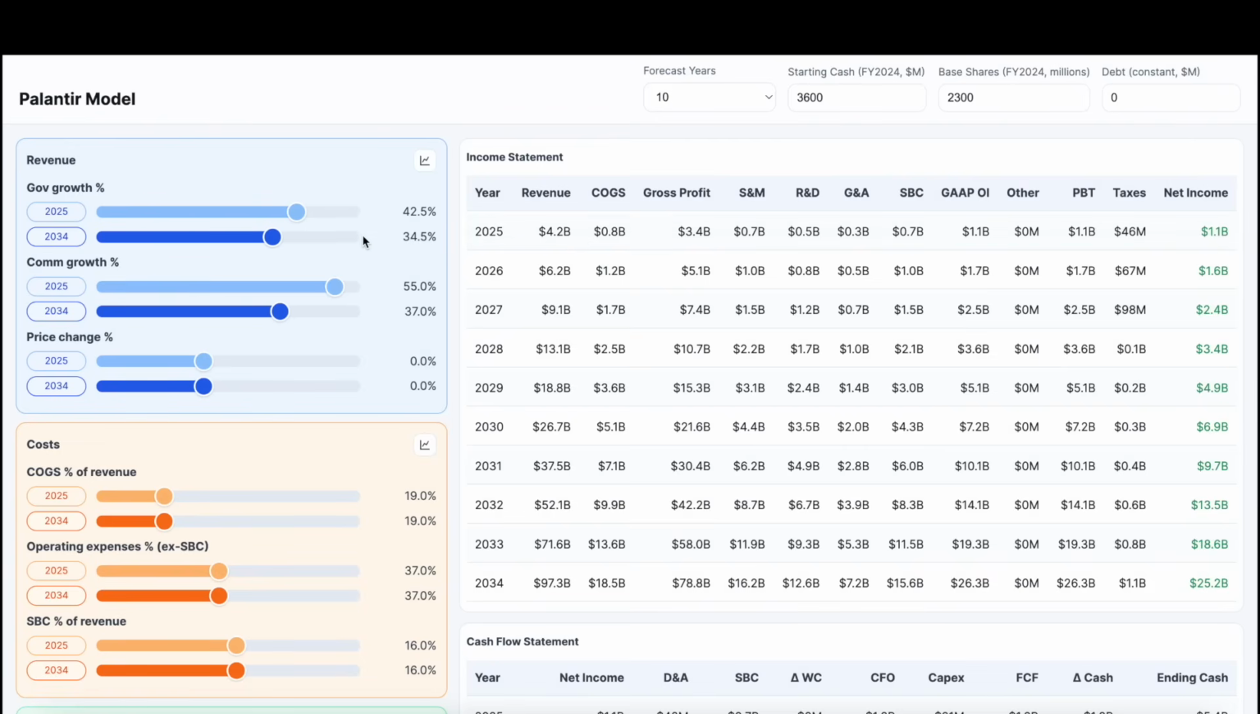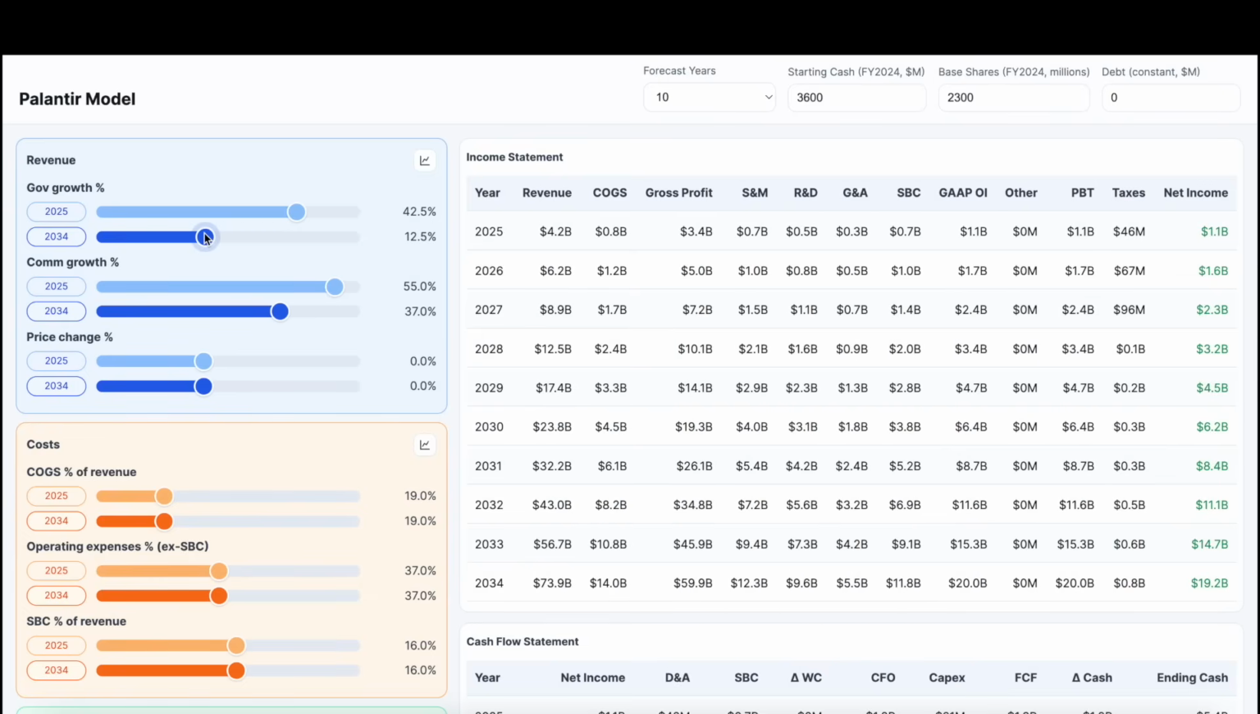Revenue growth, we'll just leave it where it currently is. As for an out year, where do I see government growth heading to? I think it's going to be probably around 12.5. Let's leave it there. Commercial growth, however, I think we're still going to see quite high. Let's put it around 30%. And we're going to come back and tweak these because I don't know what the results are. So we're going to look at the results after we set the ultimate price.